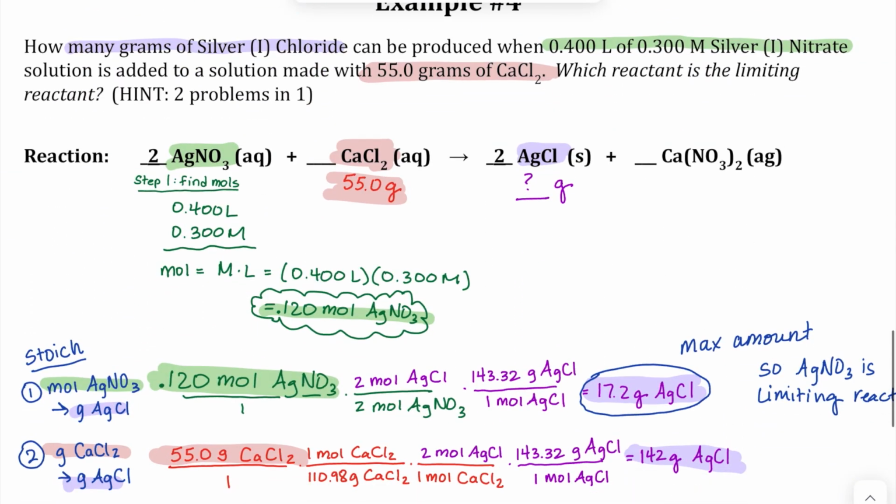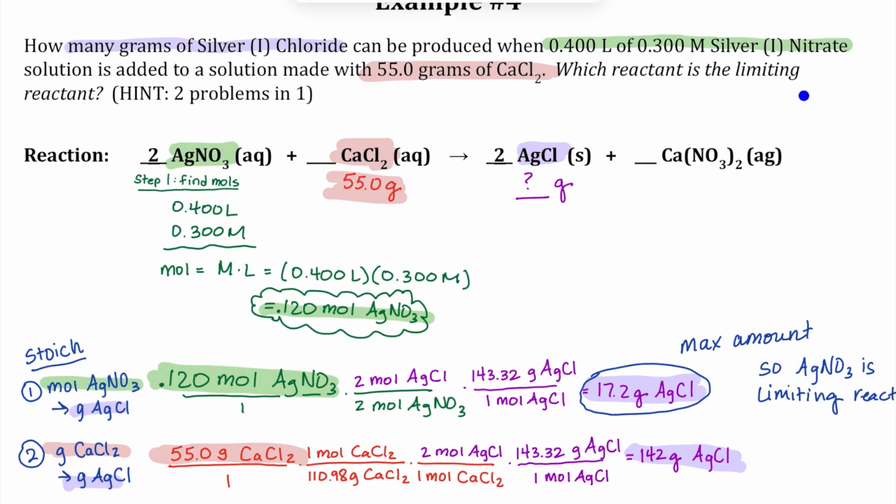Example 4 is similar, but it does go back to limiting reactants. And so once you find moles for your solution, then you are going to need to do 2 mole to gram conversions. And again, when we look at those final values, the most we can make is whichever is smaller, because that is our limiting reactant.